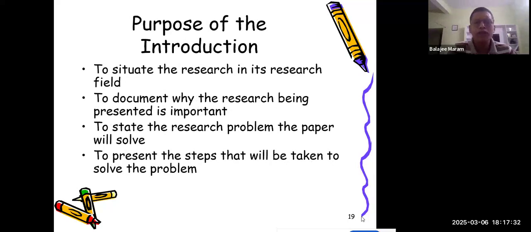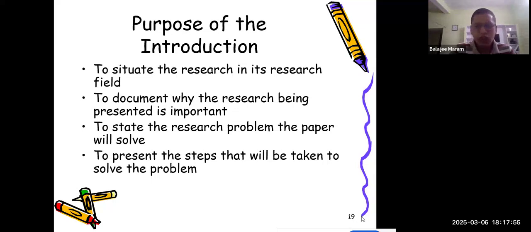First, what is the purpose of the introduction? Definitely to situate the research in its research field, to document why the research being presented is important, to state the research problem the paper will solve, and to present the steps that will be taken to solve the problem. This is the purpose of the introduction.